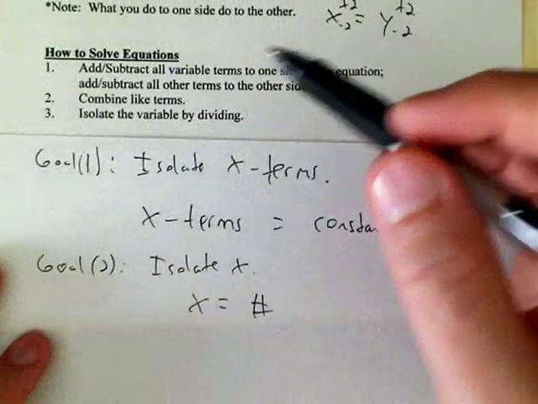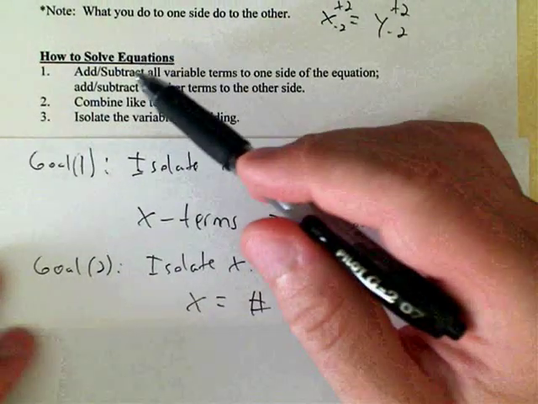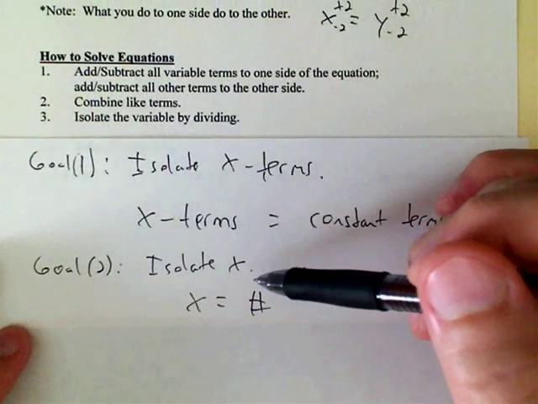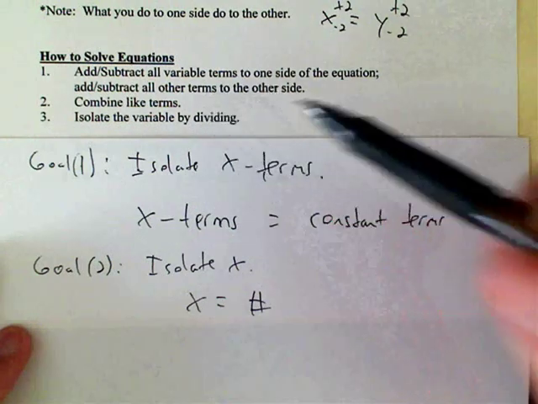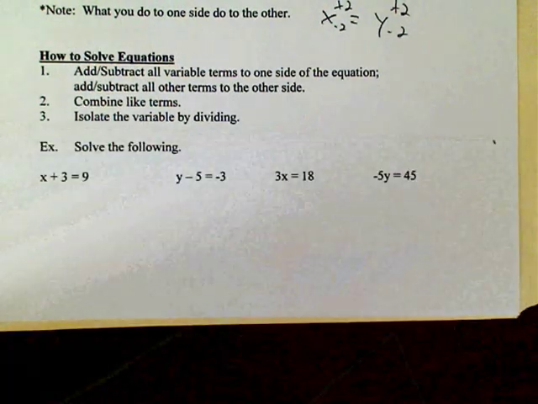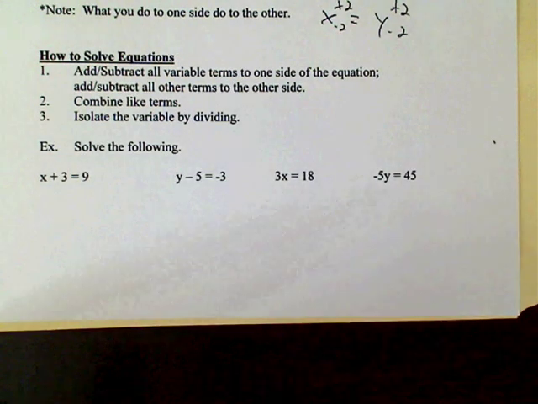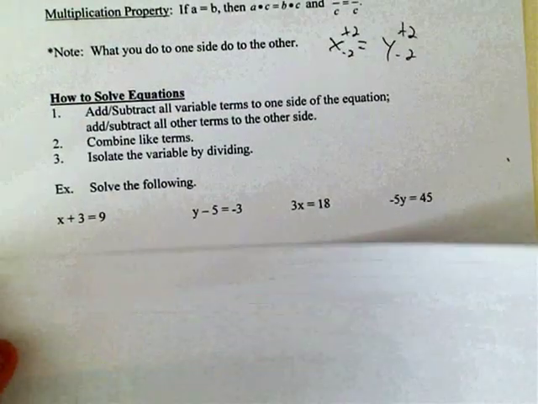So this first step is typically done by adding and subtracting, and the second step is typically done by dividing. It just depends on what you're given for each equation. So let's solve a few of these problems. Let's do this first one. x plus 3 equals 9.